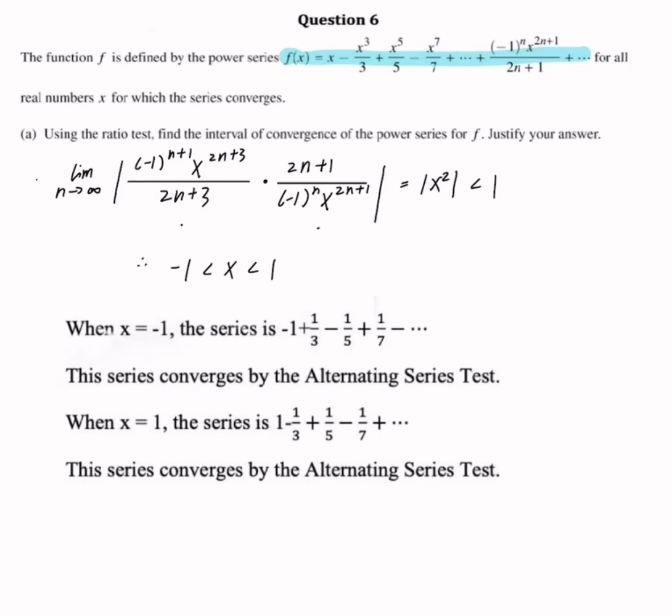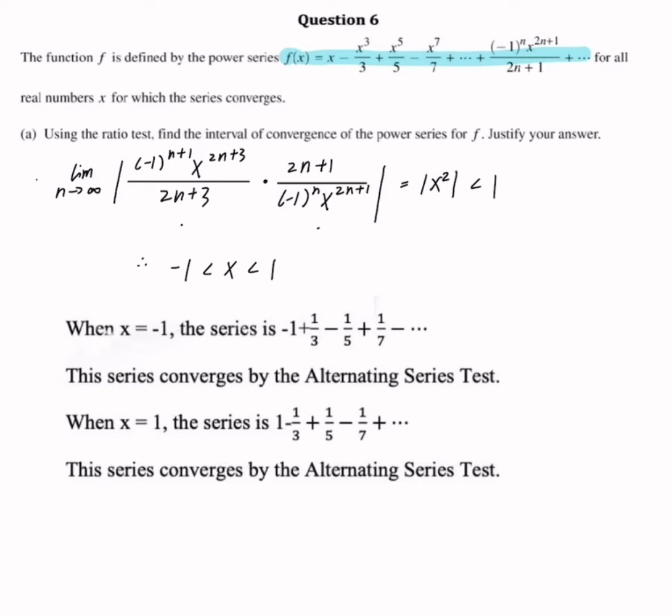Now we have to use the endpoint test. When x equals -1, the series is -1 + 1/3 - 1/5 + 1/7 - ... This series converges by the alternating series test. When x equals 1, the series is 1 - 1/3 + 1/5 - 1/7 + ... This series converges by the alternating series test.